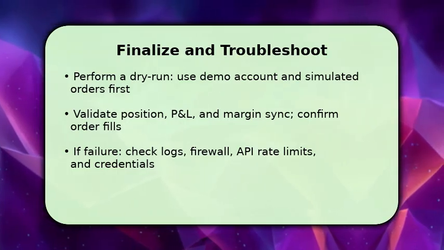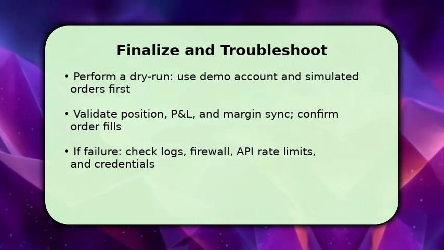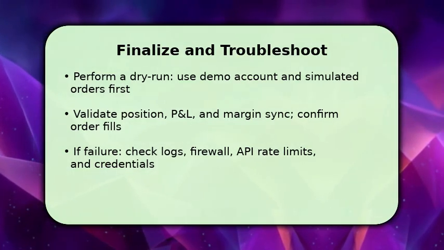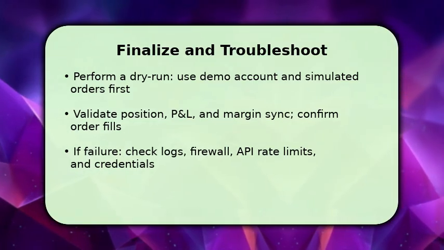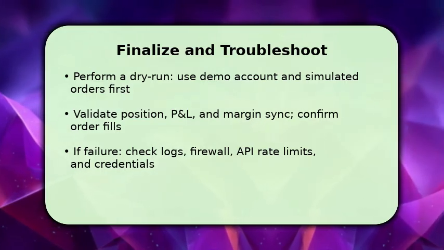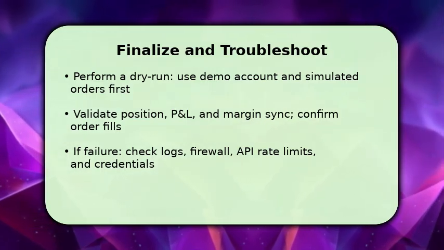If things go wrong, check the connector logs, verify firewall or VPS network rules, confirm your API credentials and rate limits, and restart the EA. These steps resolve most connectivity and authentication failures quickly.